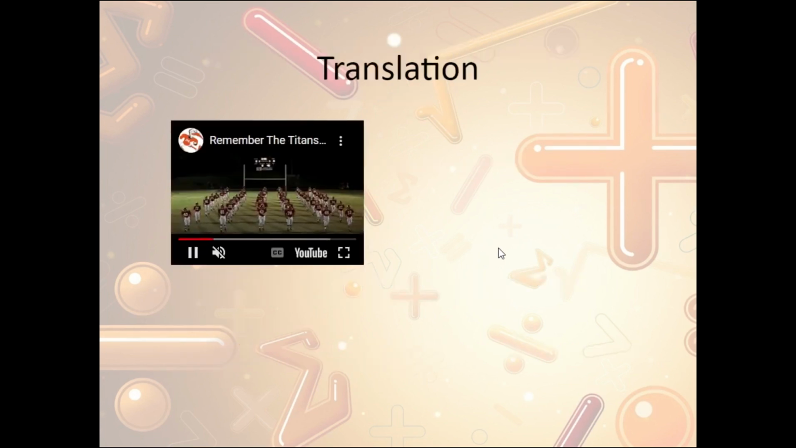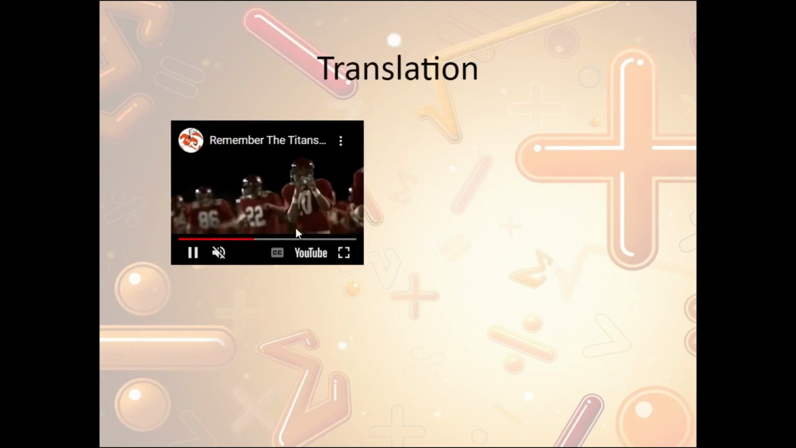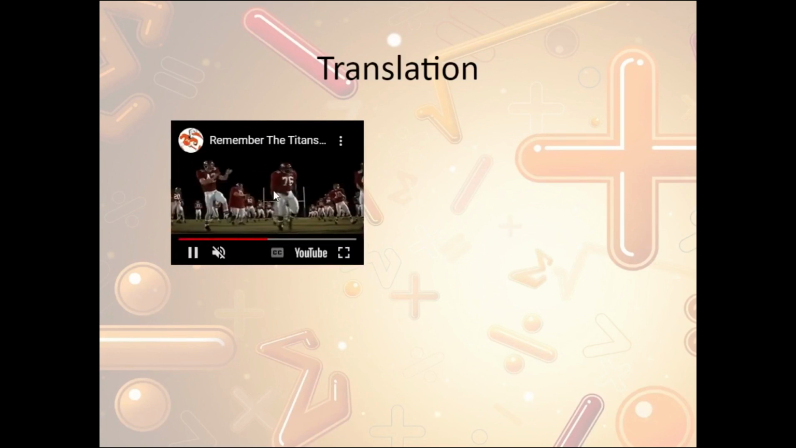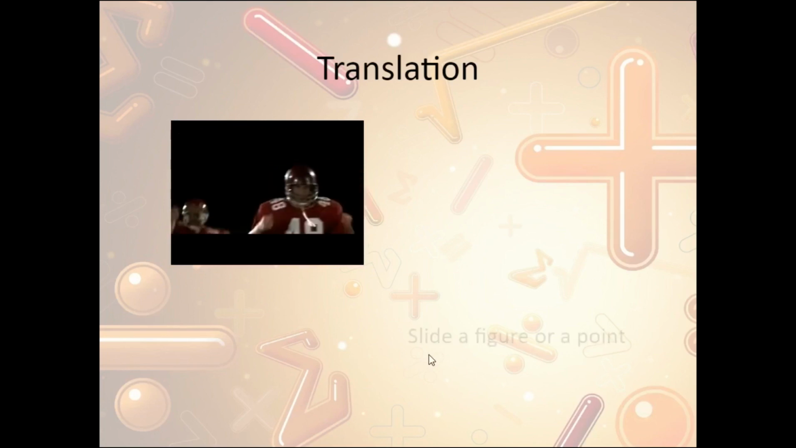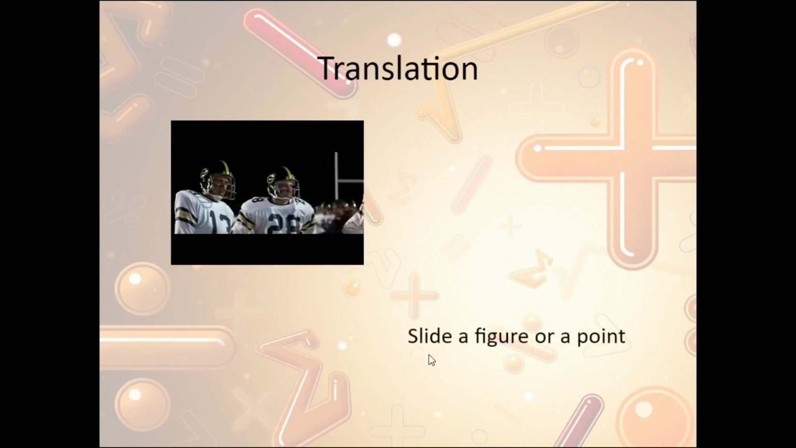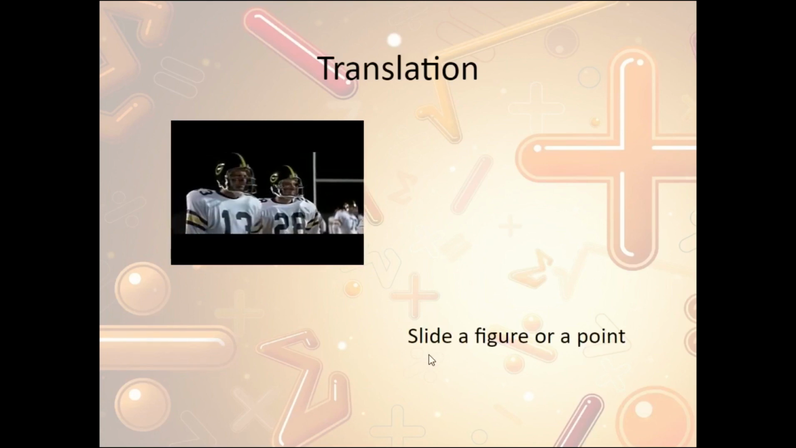Now here's a little video. We have translation. Notice every person in here is the same. They don't change shape or size, but they are sliding around. They're sliding side to side. They're moving front to back. Those are translations. So it is a slide of a figure or a point.